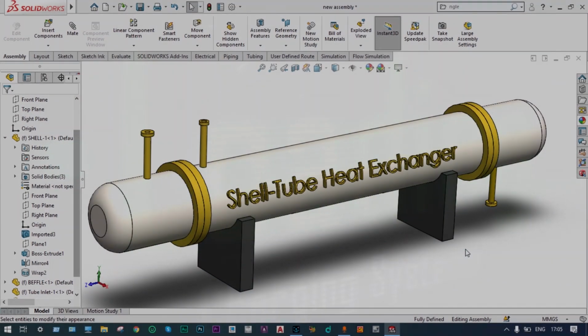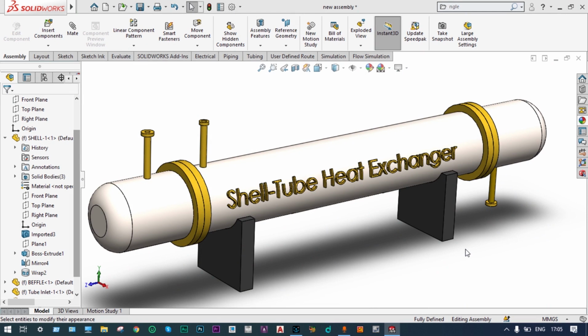Let's get started. Today we are going to explain safety analysis and optimization of a single pass shell tube heat exchanger using SolidWorks flow simulation. This is the model. Actually, you can see the model.